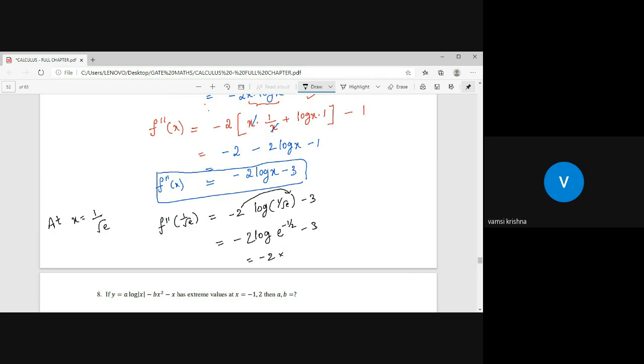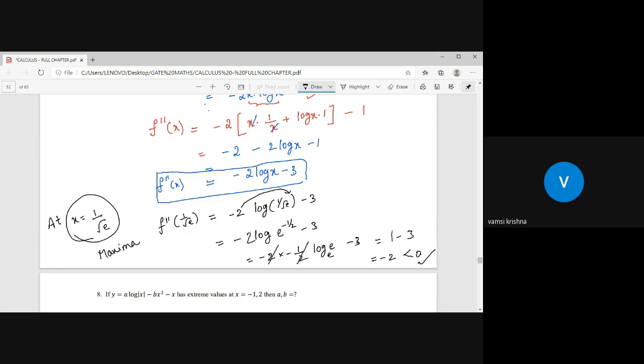Minus 2 into this minus 1 by 2 come forward, minus 1 by 2 into log e minus 3. So the 2 and 1 by 2 are going to be cancelled, and log e to the base e is 1. The total part becomes 1 minus 3, and 1 minus 3 is minus 2. Minus 2 means less than 0. Finally, the symbol is very important. So minus 2 is less than 0. It means that at this point, the given function has maxima.